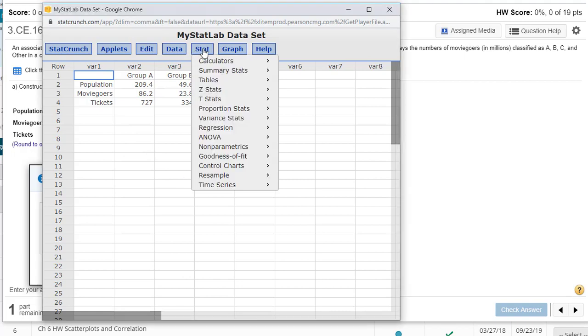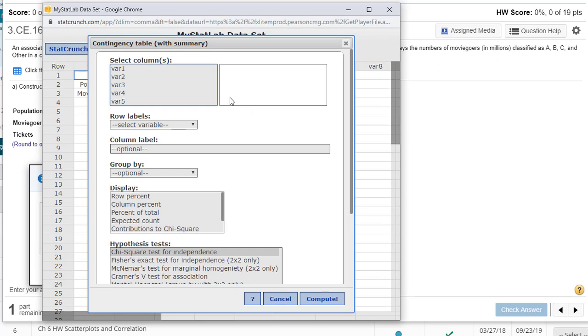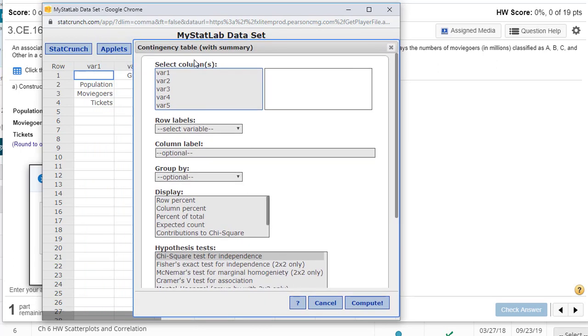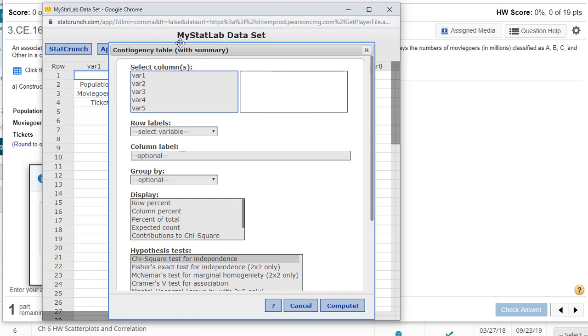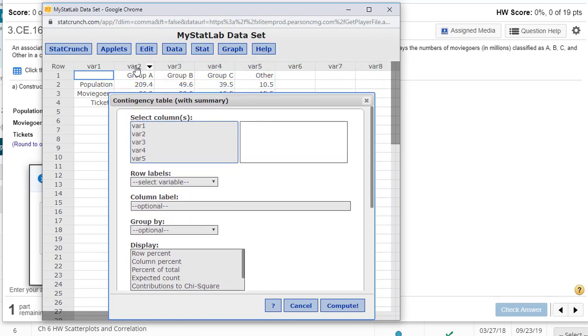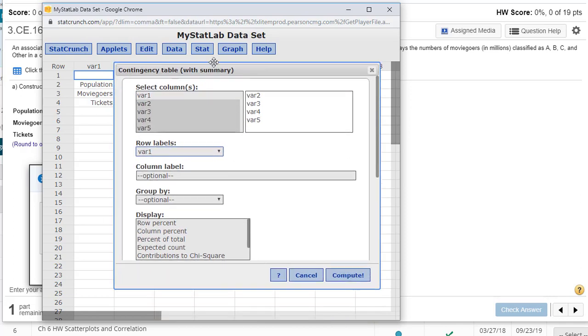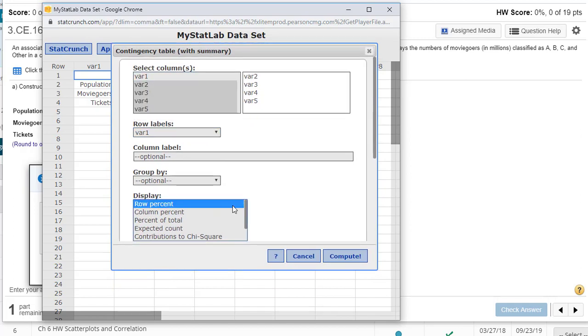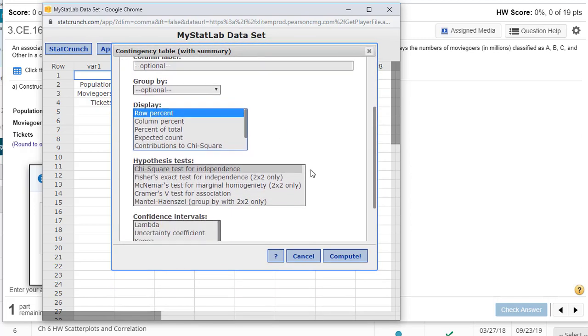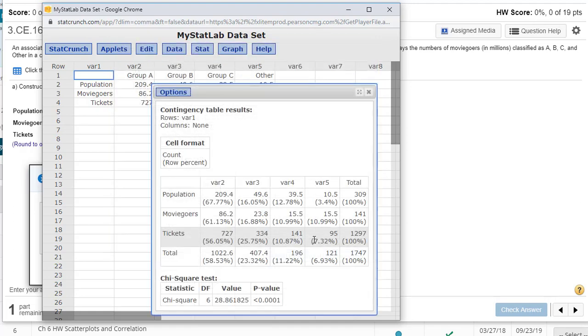Okay, we need to create a table, a contingency table with summary data. Okay, so now I need to select my columns, and so my columns, let me pull this down, are going to be vars 2, 3, and 4, and 5. So to select all those, I'll show up over here, and my row variables is right here, var1. And we want the row percent, and we can ignore all these other things for now. And there we go.